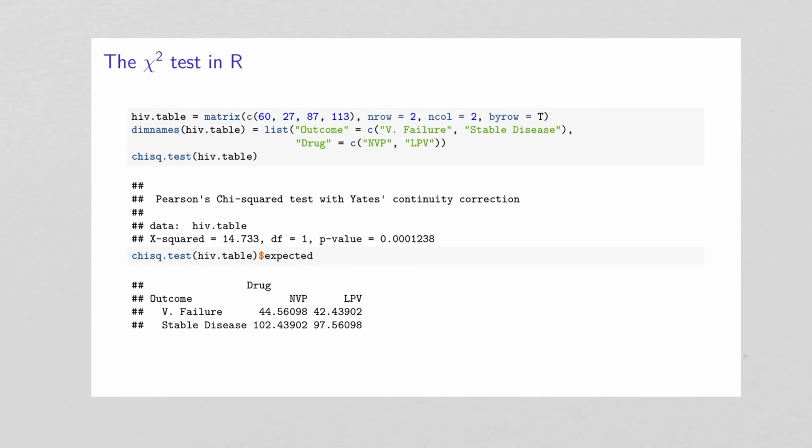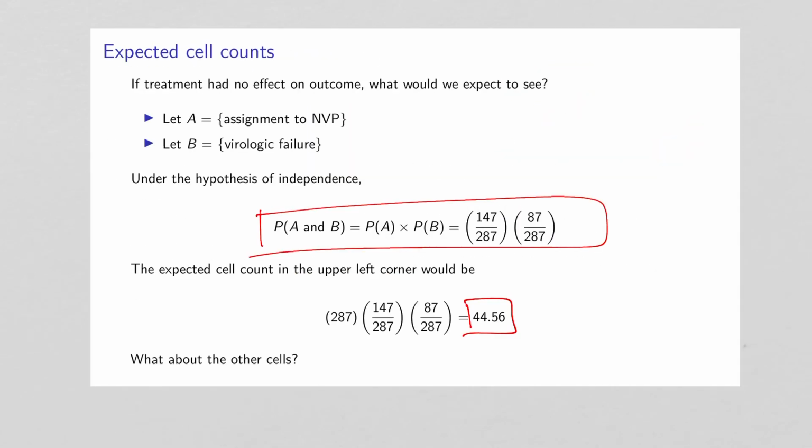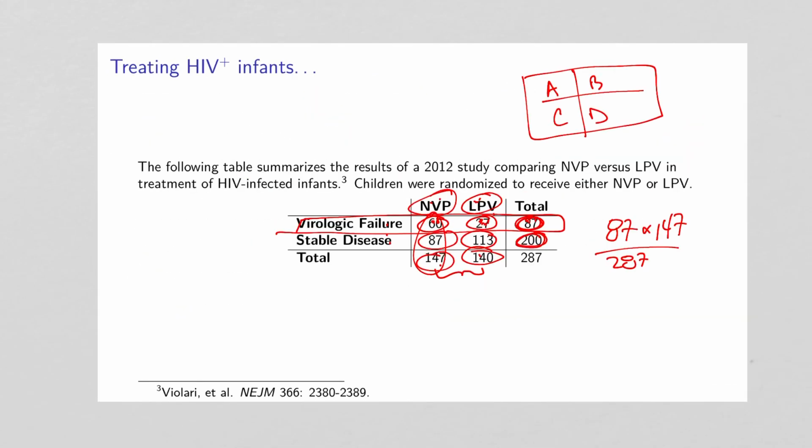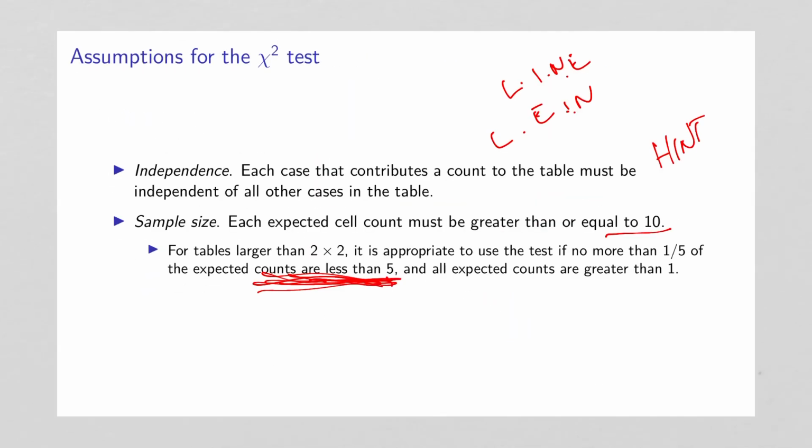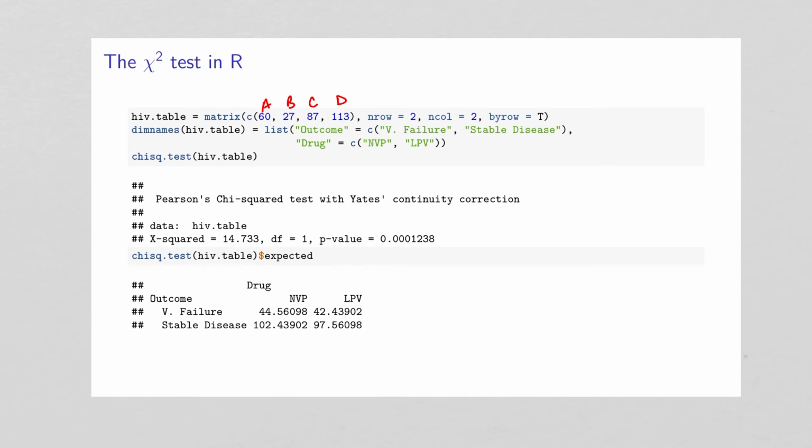So we put in the table A, B, C, D: 60, 27, 87, and 113, right? So know how to construct the table and know how to plug it in. Hint: how many rows, how many columns? We're telling R how we're going to put the numbers in, by row equals true. So this is a row, and then this is the next row, right?